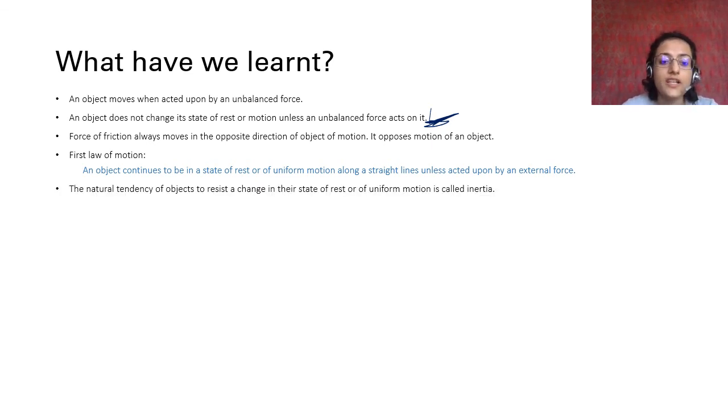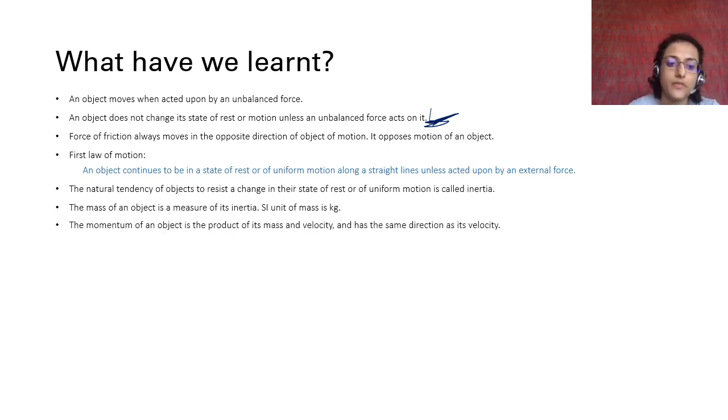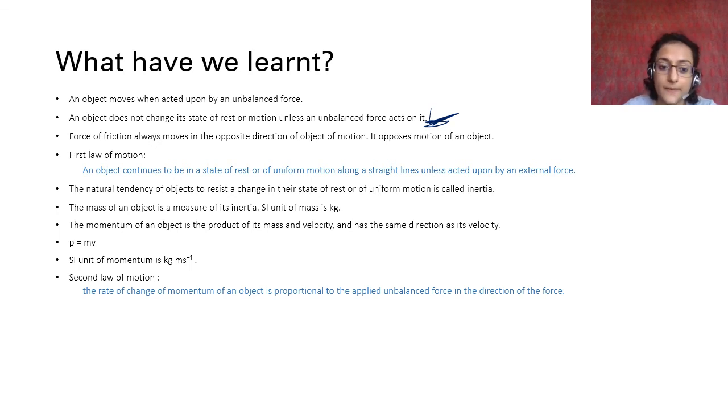The natural tendency of objects to resist a change in their state of rest or of uniform motion is called inertia. The mass of an object is a measure of its inertia. SI unit of mass is kg. The momentum of an object is the product of its mass and velocity and has the same direction as its velocity. P is equal to mv. SI unit of momentum is kg meter per second.